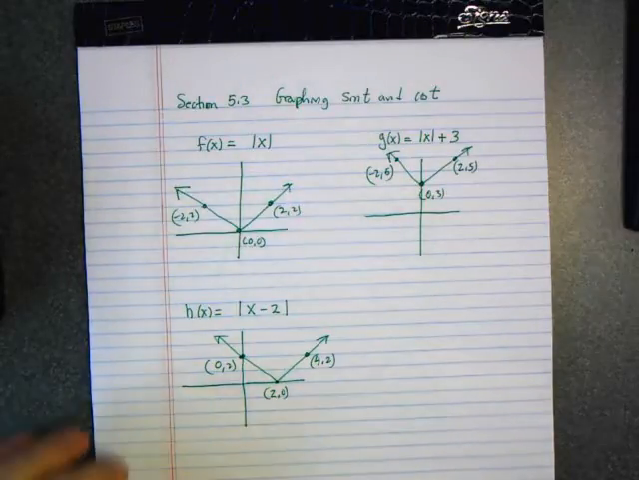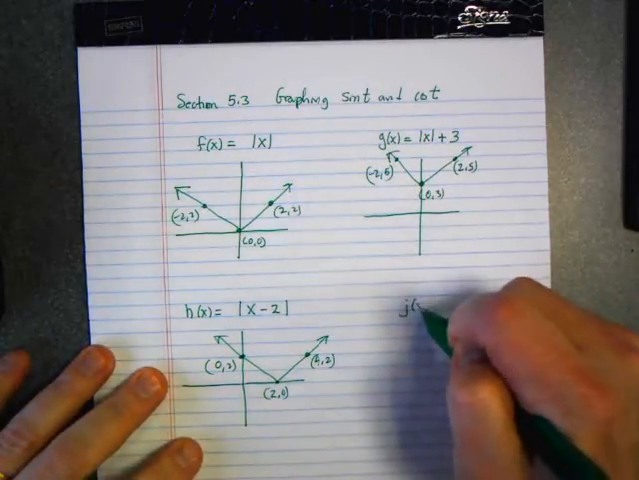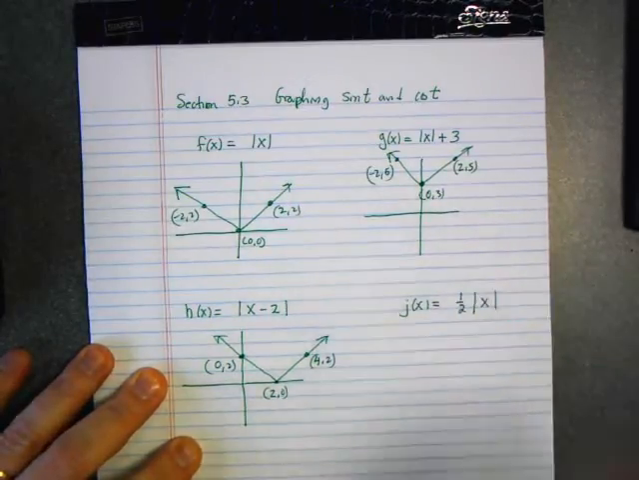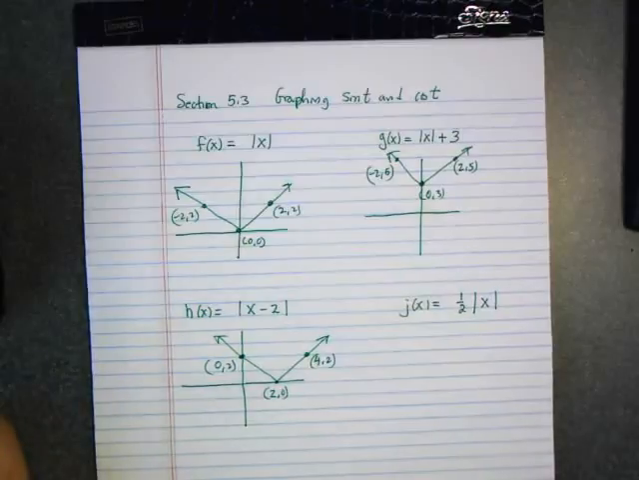And finally, j of x is 1/2 absolute value of x. What if I multiply by a number like that? What does that do? Gets narrower? Thinner? No, it goes wider because it's a fraction of the older version. Ask the calculator. All right, that's a good answer too.